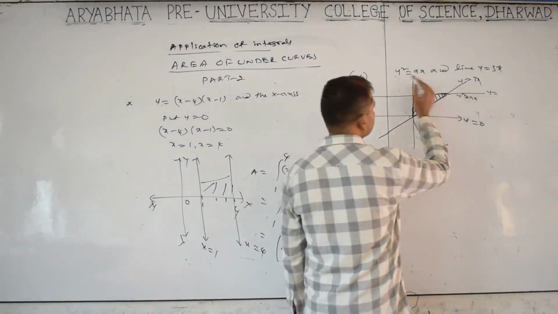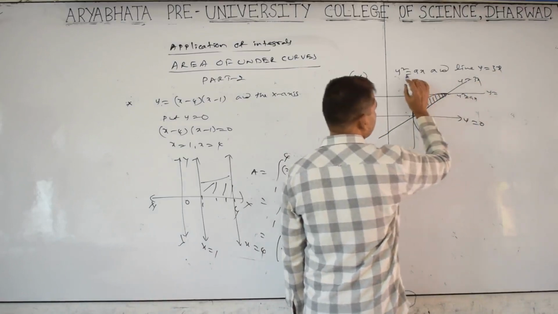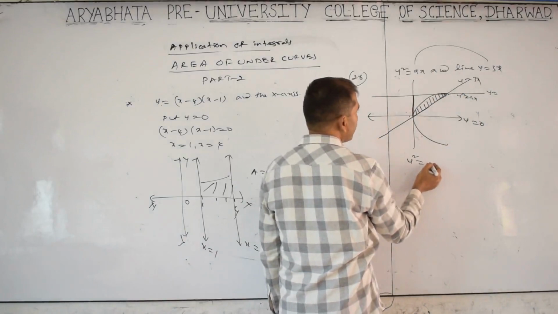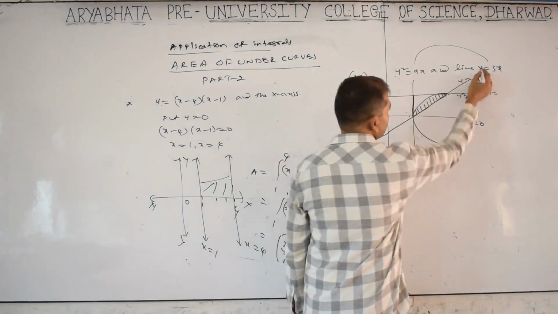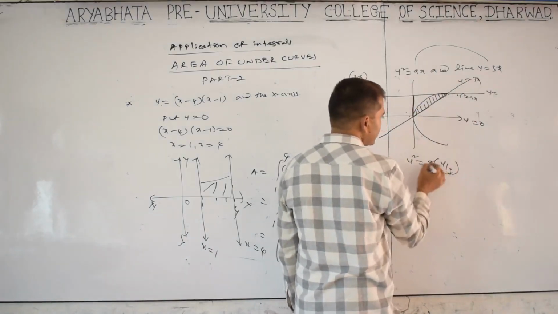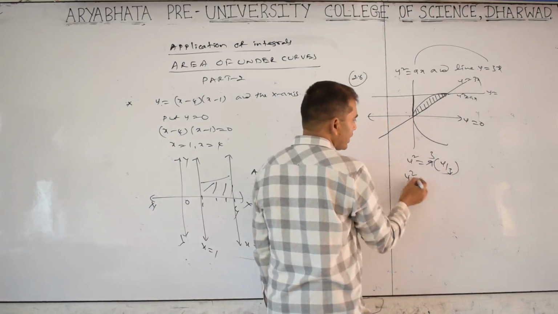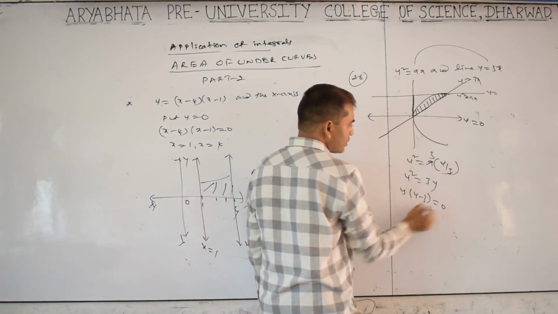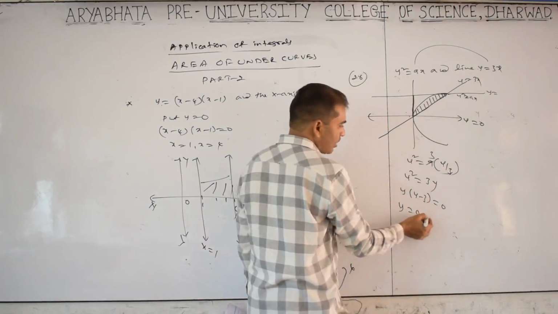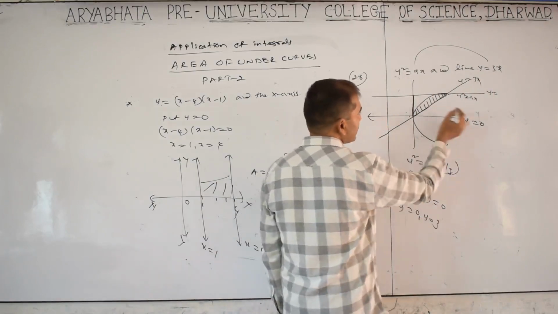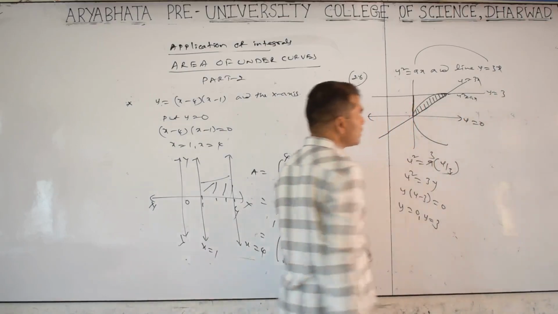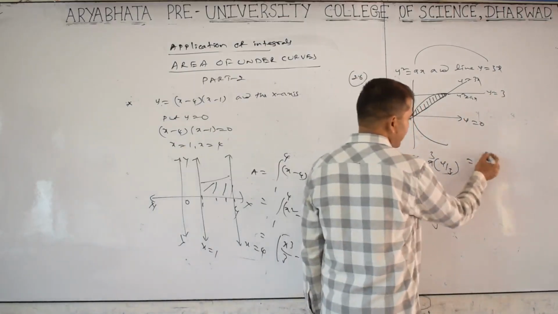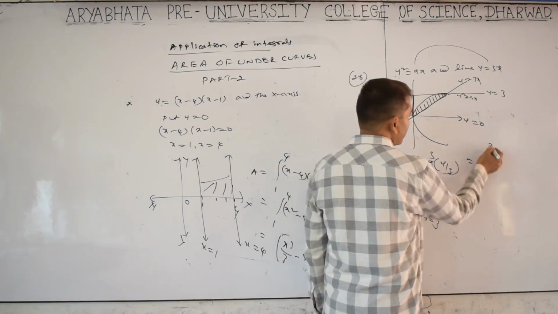Put y is equal to 3x, substitute here. X is equal to y by 3, substitute here. Y square equal to 9 into x, which is y by 3. The 3 gets cancelled, so y square equal to 3y. Therefore y into y minus 3 equal to 0. Y is equal to 0 and y is equal to 3. In this interval, lower limit is 0, upper limit is 3.